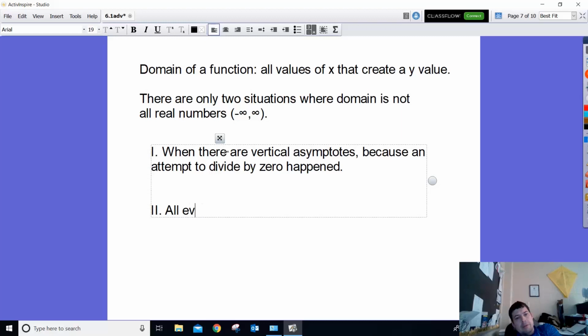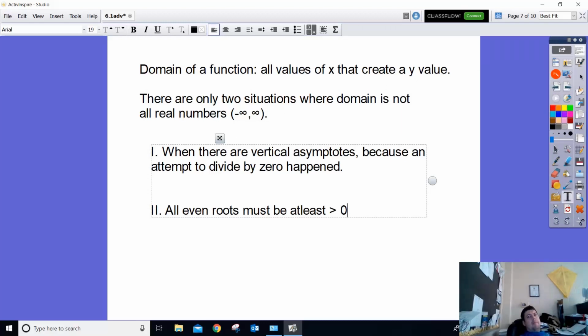All even roots must be at least greater than 0. It's only the even roots. Those are the only two situations you ever have to worry about for domain. We just got done with a whole unit on fractional or rational expressions, so we'll still see some of that today. And that's what you need to know about domain.